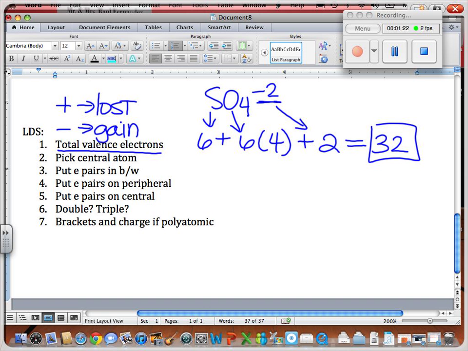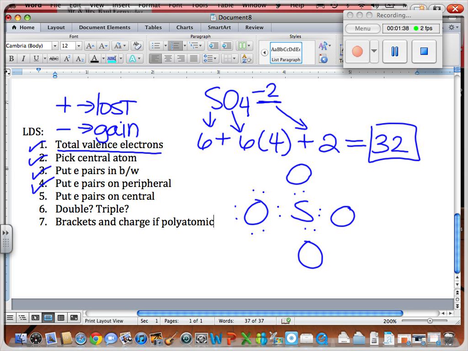So I pick a central atom, which is the loner here, S, and put my oxygens around. I next put electron pairs in between. Then I put them on the peripheral, meaning the outside. Okay, and I've drawn my 32, so I don't need to worry about putting any more on the center. I don't need to worry about double or triple bonding.